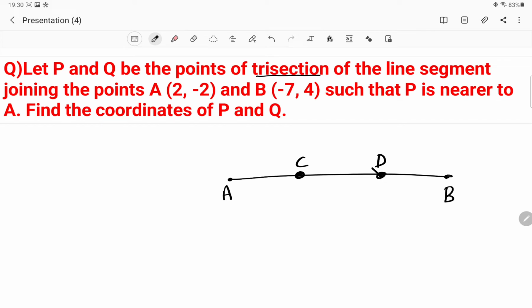And one more thing, if you observe this D, it is going to be the midpoint of CB. That is one more hint which will make our calculations very simple. All right, so let us get into the question.